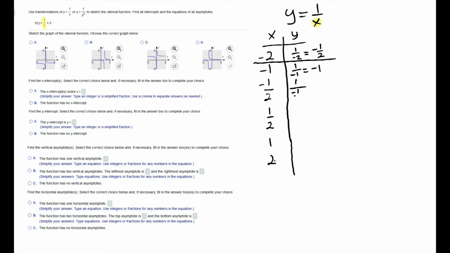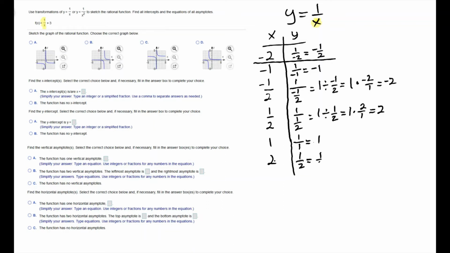1 over -1/2 is the same thing as 1 divided by -1/2. When we divide fractions, we multiply by the reciprocal, so that's 1 times -2 over 1, so that's -2. 1 over 1/2 is the same thing as 1 divided by 1/2. That's 1 times 2 over 1, which is 2. 1 over 1 is 1, and 1 over 2 is 1/2.